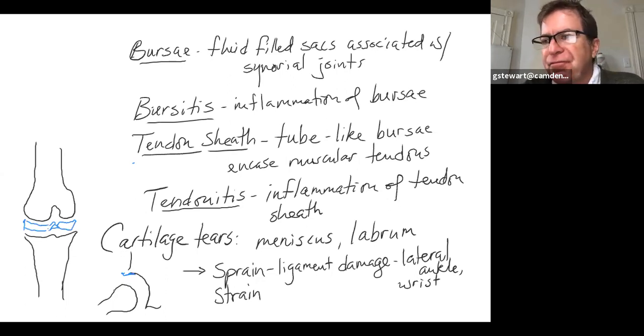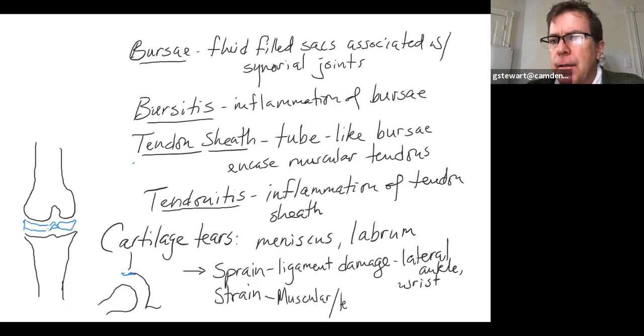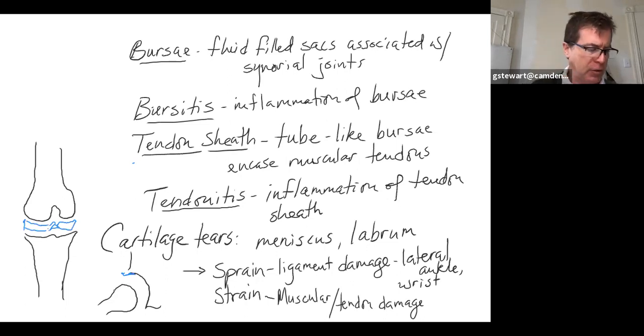So protection, rest, icing, compression, all of those things are the typical treatments. A strain is usually muscular. I'm going to write muscular or tendon damage. And a strain typically heals faster and requires less treatment than a sprain.